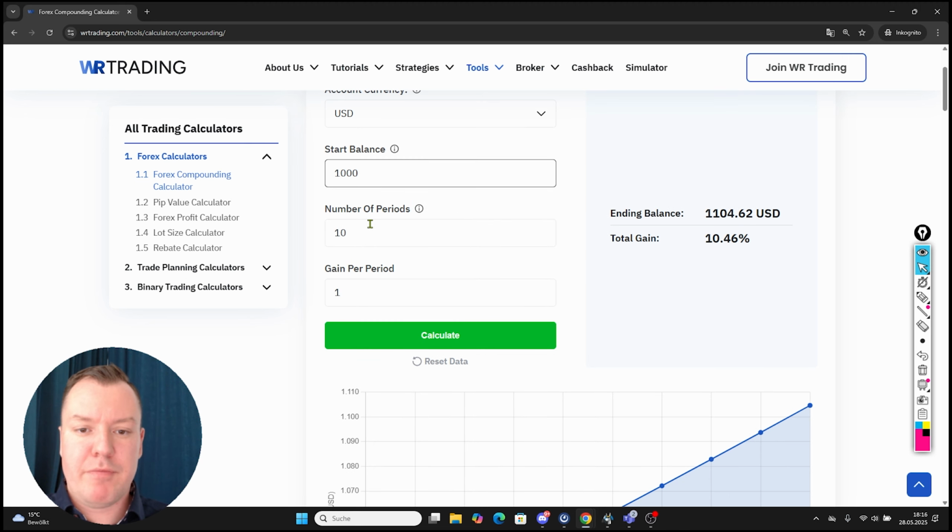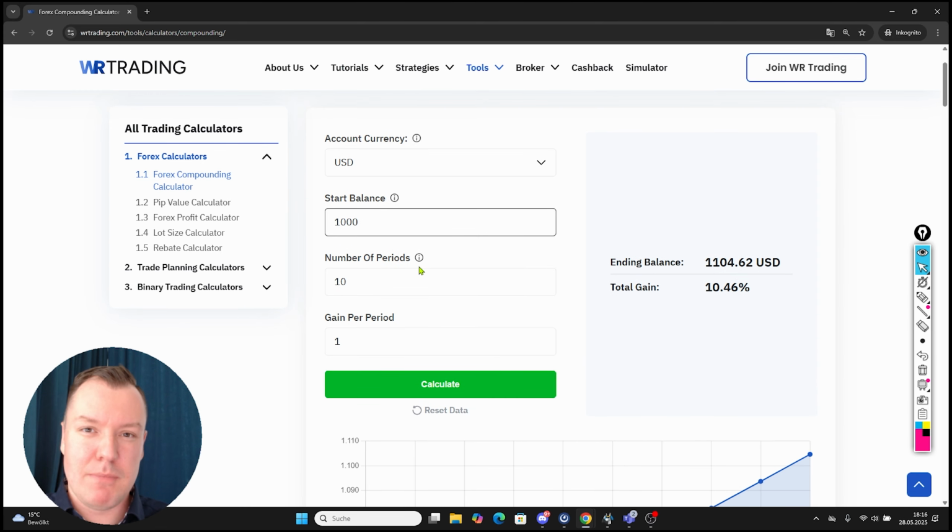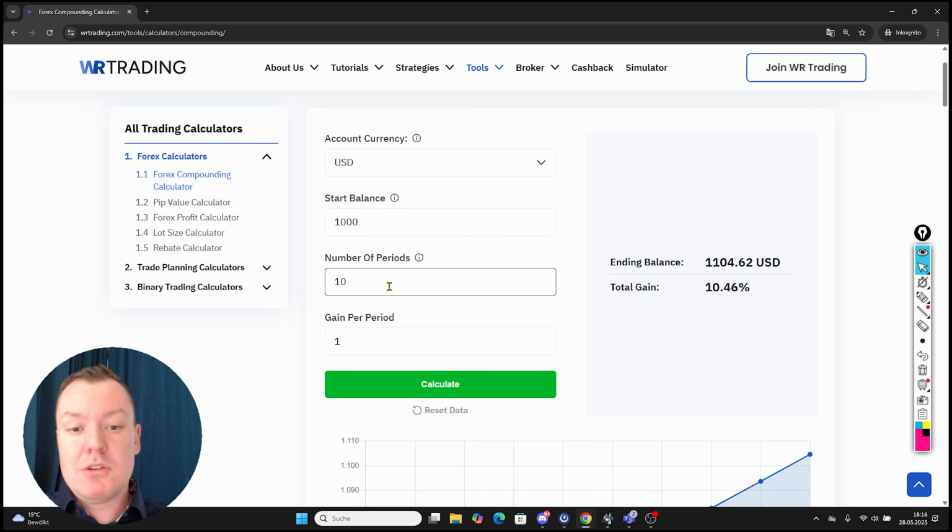Then we see the number of periods. These are the periods where you make the gains, where you make the profit. So every profit is calculated with the number of periods here. You can choose, for example, 12 periods if you say, hey, every month I make 1% of profit, so I want to compound it and calculate it over a year. Or you say, hey, I make a profit every day. So I choose 365 here.